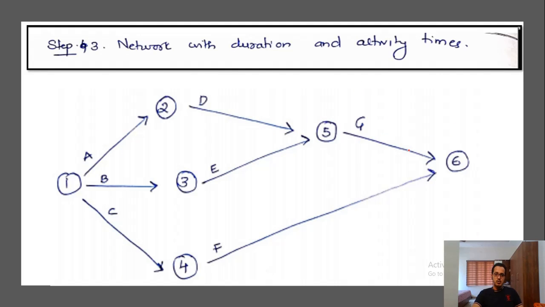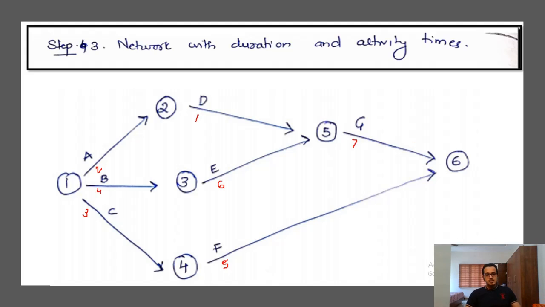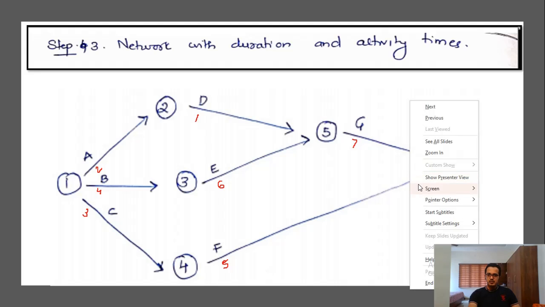Network duration and the activity time. So I'll just show how to explain it. One second. So this is the network diagram with the corresponding activities and the durations for all the activities. So we'll have to find the activity times. I'll just explain.